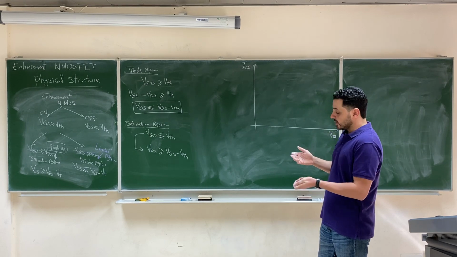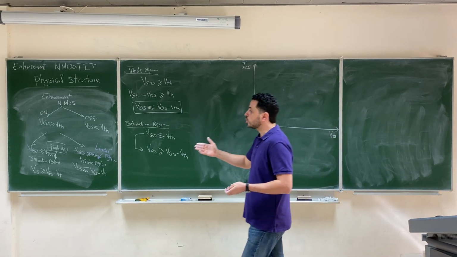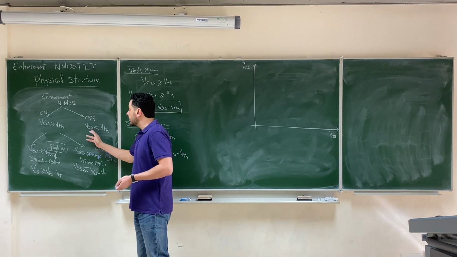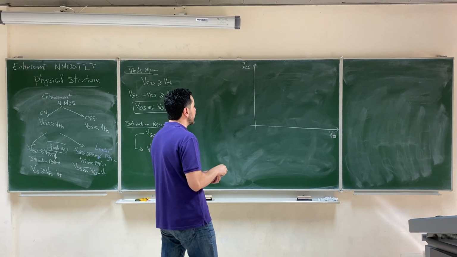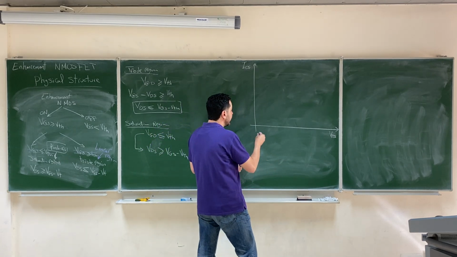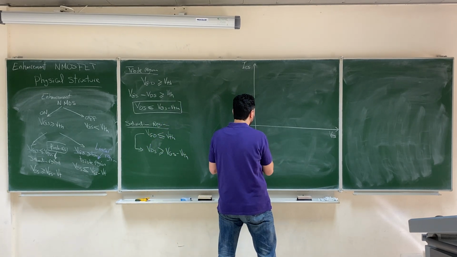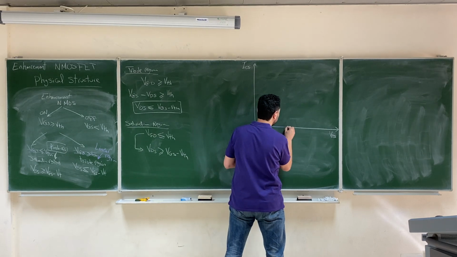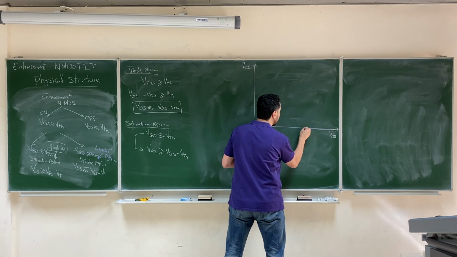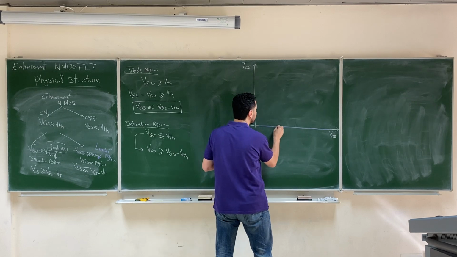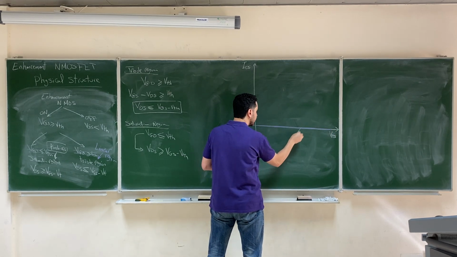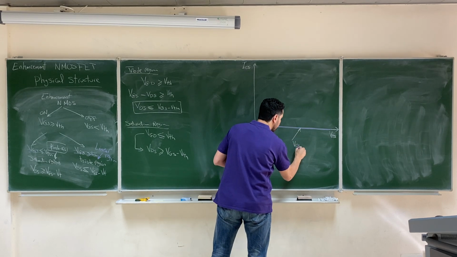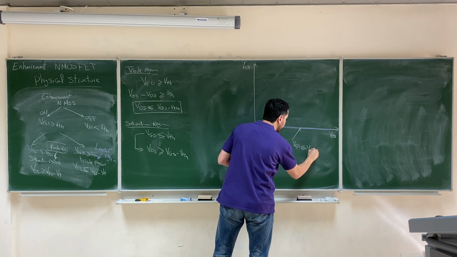Okay, so let's start. We said that the transistor is off as long as VGS is less than V threshold. So if you have VGS less than V threshold, then we will get a curve at zero. So we have a zero curve here. That zero current happens as long as VGS is lower than or equal to V threshold.